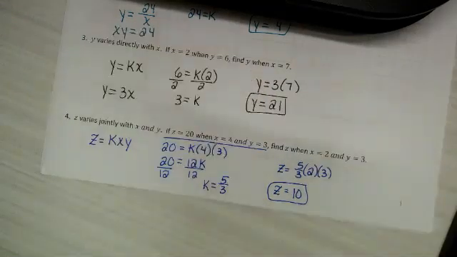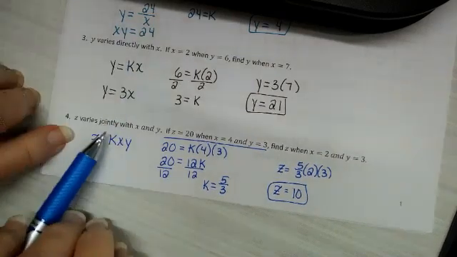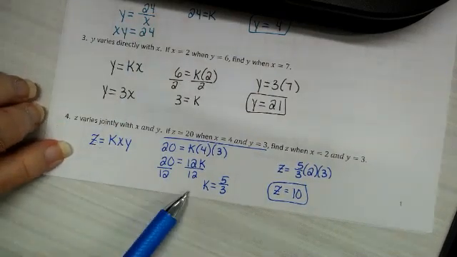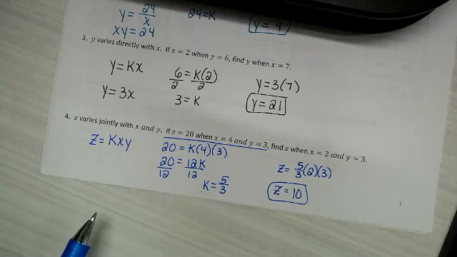So in all of these questions, we used the direct or the inverse, or in this case, the joint equation to solve for k. Once I know what k is, I can get my final answer.